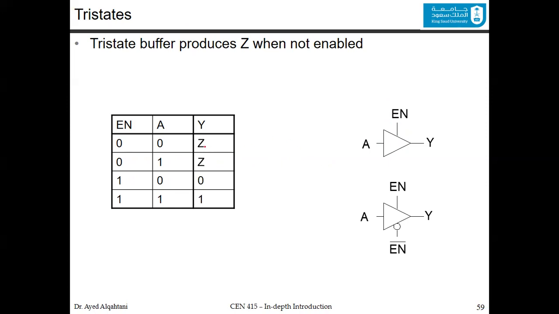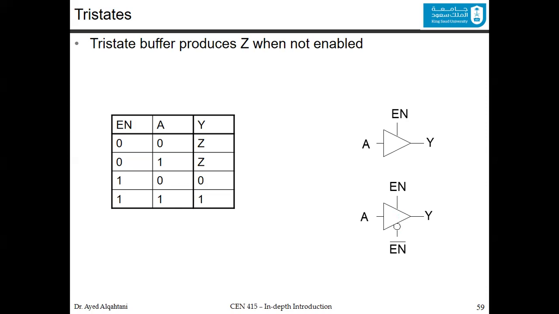which is what we fill in the Y column. Some people also like to draw it like this. So you have enable and you have enable bar connected in a bubble. So it reminds you about the active low and the active high scenario.